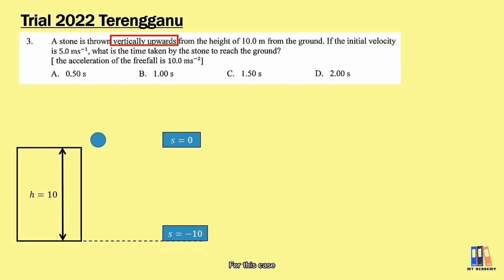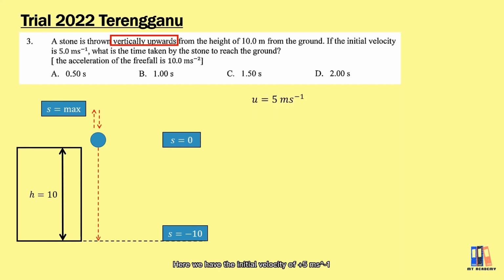For this case, you can expect that the ball is going upwards with a decreasing velocity. This is because of the gravity, and the acceleration of the object is a negative value. So the object will decelerate until it reaches a certain point, which is known as the maximum height. After that, the ball will start to drop with an increasing velocity. So here we have the initial velocity of positive 5 meters per second, which is in the upward direction.